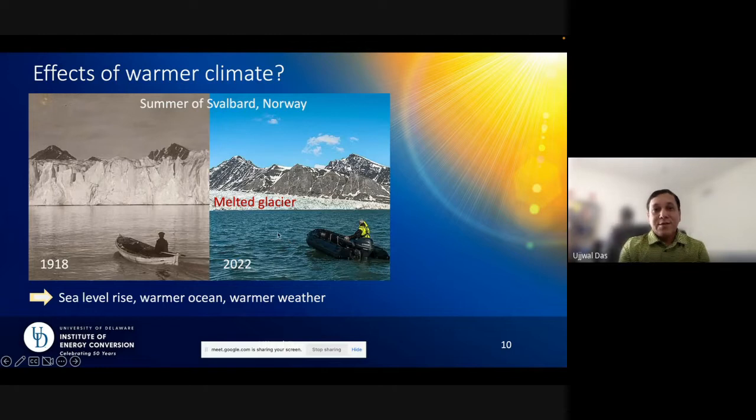You can clearly see that in 1918 there was a big iceberg, and mountain peaks in the distance. But this year, the iceberg is completely melted. It's a melted glacier, and you can clearly see the mountains. So definitely the temperature has risen and ice has melted, and this ice melt increases the sea level, and that in turn creates a warmer ocean and warmer weather.